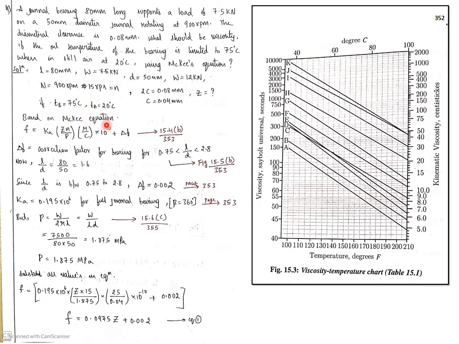So now based on Mackey's equation, this is the equation which you will get from the data book, that is page number 353, equation 15.4. Now to find the value of delta F, it is the correction factor for the bearing. How to find the value of delta F? This is the condition: L by D must be less than 2.8 and greater than 0.7. This value must lie in between these two. Then only you can use delta F.